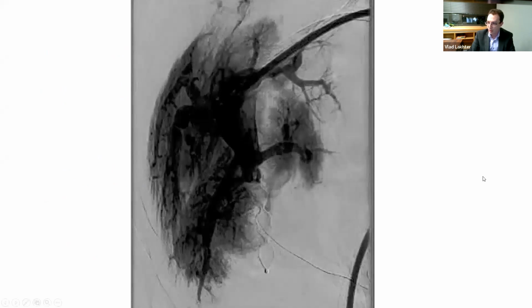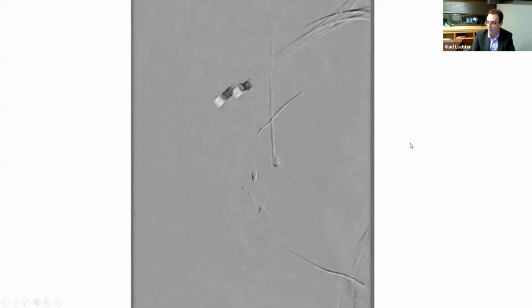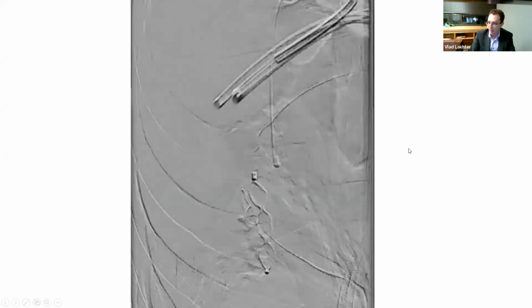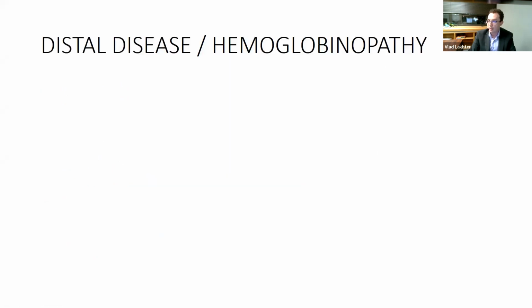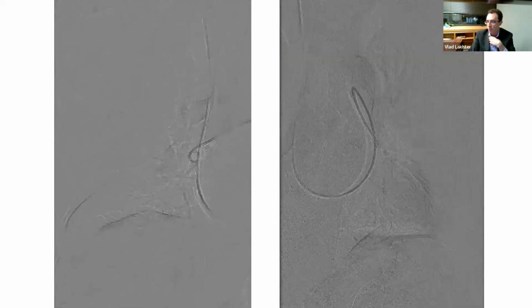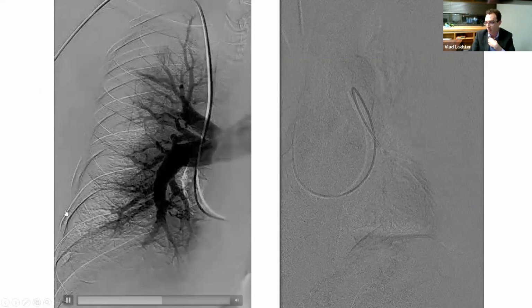But you can see how the morphology of these vessels is just not straight, and the endothelium is denuded. The other patient population to be aware of are the patients with hemoglobinopathies, also not the first case that you may want to select.